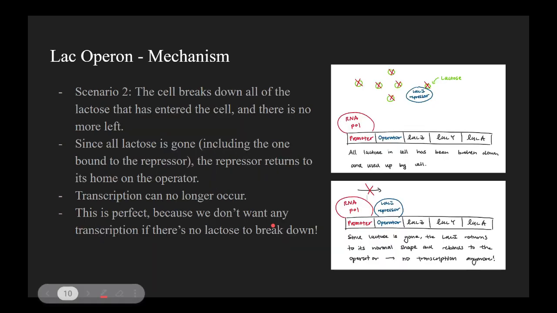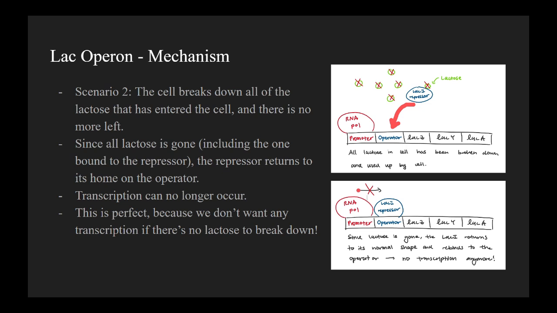Now, scenario two. Let's say you have all this lactose that came to the cell. Now all these beta-galactosidase enzymes are created, and they break down all the lactose, and you're out of lactose. You ate up all of it, and there's no more left. So now, as you can see, I represented that with all these X's here. So even the lactose that is bound to the lac-I repressor will get broken down, right? Whenever that happens, this lac-I repressor will return to its normal shape because there's no lactose bound to it anymore. And once it's back to its normal shape, it'll just return exactly back where it started. So the repressor is back, returns to its home on the operator.